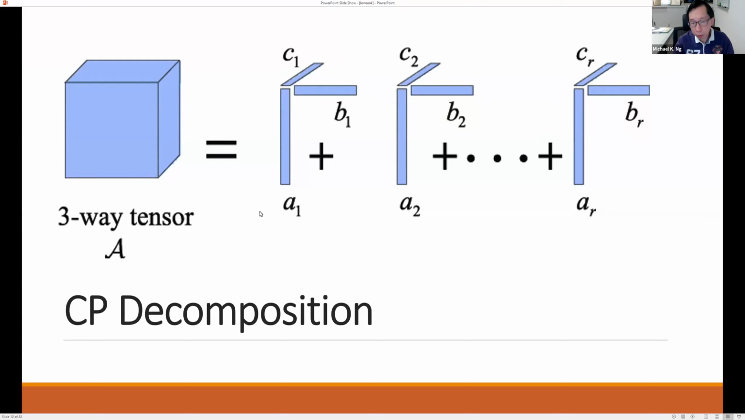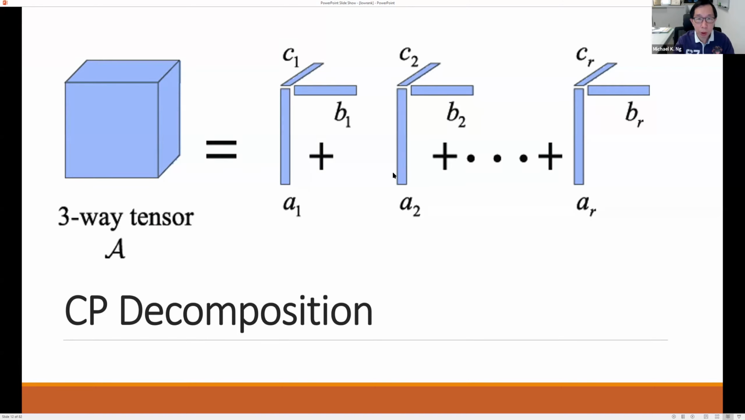So there are many generalizations from matrix to tensor. So here is just to give you some idea. For example, in a three-way tensor, that means the third order one, so it's a cube, you try to decompose it this way. So this is like you form three vectors, take their outer product, and then add them together.